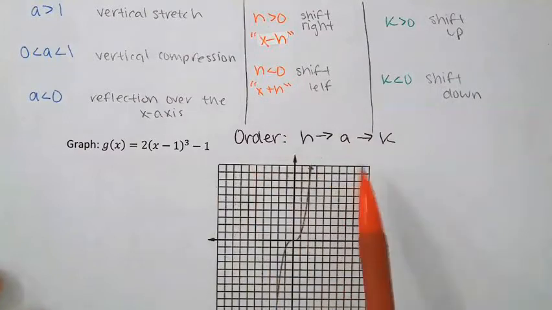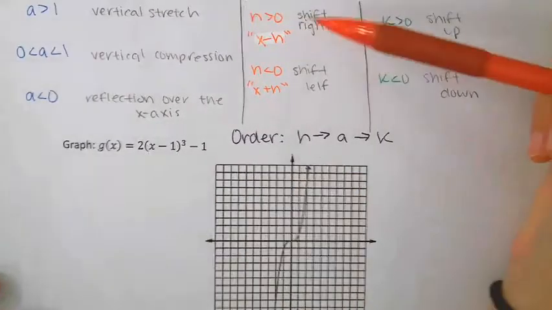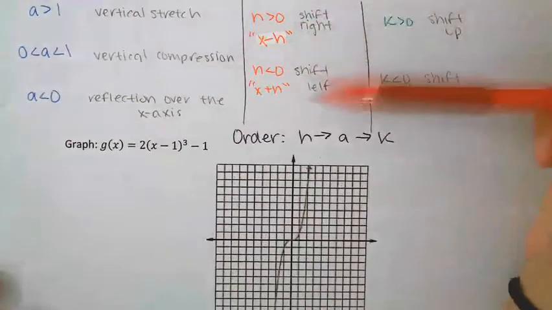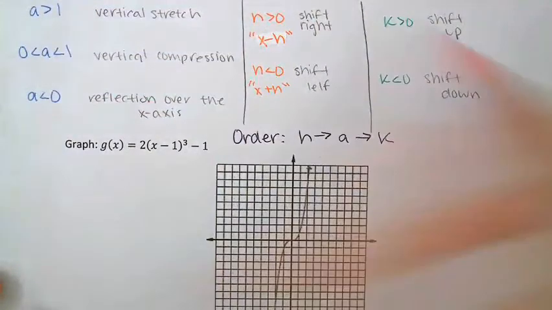Another thing you should remember is that we need to do our transformations in a specific order so we don't mix things up. So if there's an order question, it's always starting with your h value shift, then what's going on with your a value, and then finally your k value.